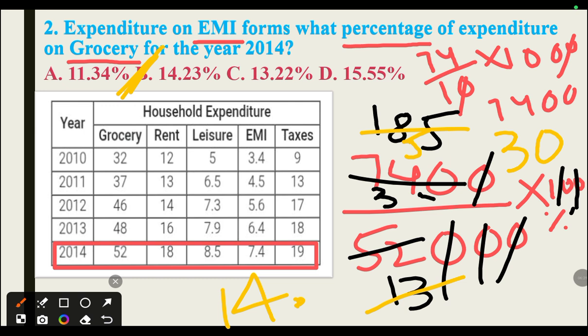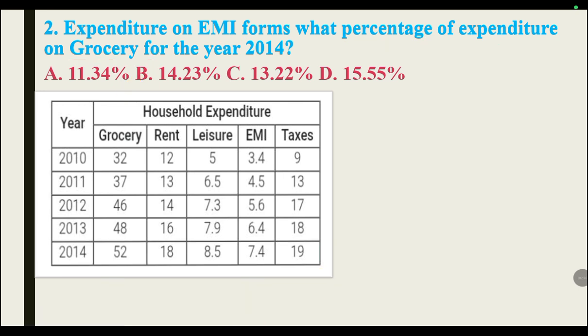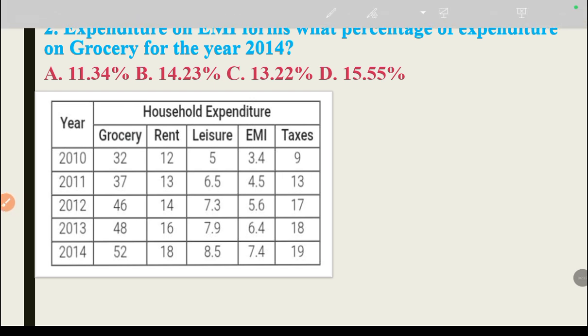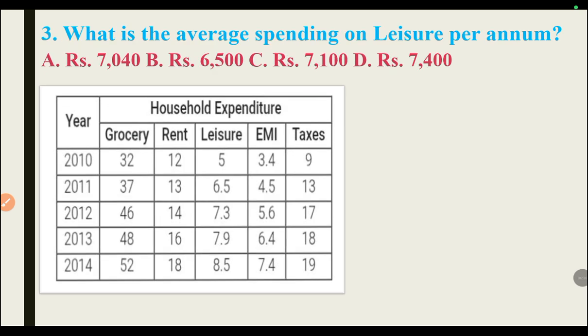And if you want me to solve the entire question, then I will solve. 13 twos are 26 and the remainder would be here 4. Sorry, this is what the answer is. Okay, next let us move towards the next question.